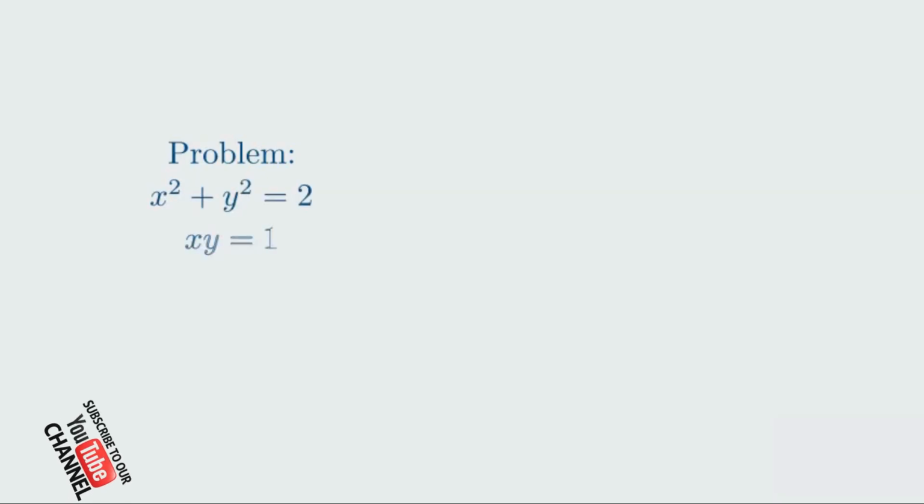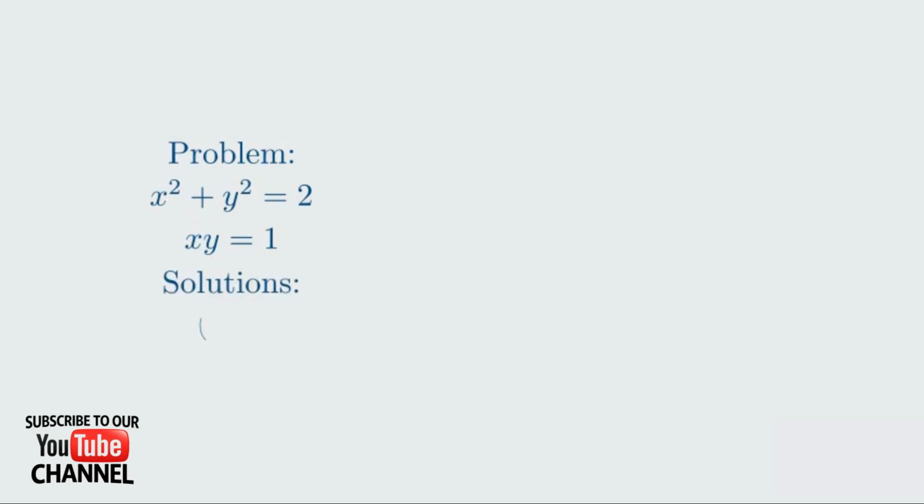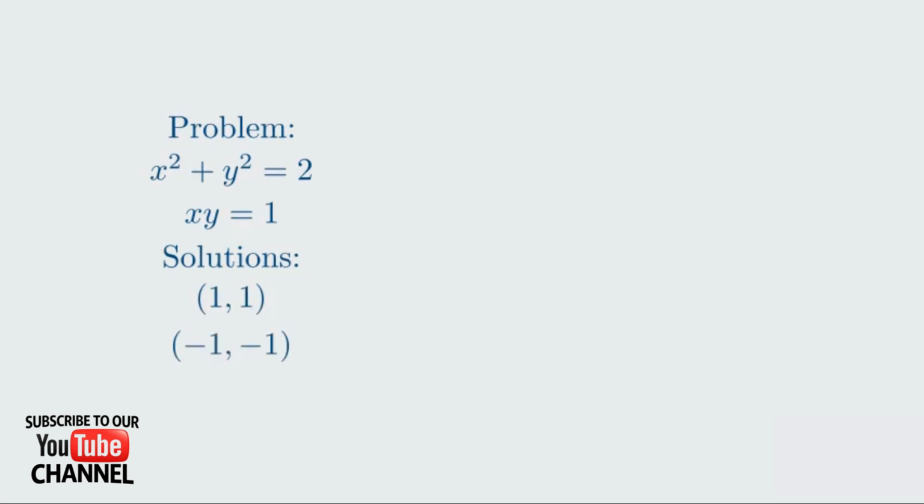So, let's recap what we accomplished. We set out to find the solutions to the system x squared plus y squared equals 2, and x times y equals 1. We successfully found two unique pairs that solve this system. Our solutions are the point (1, 1) and the point (-1, -1).